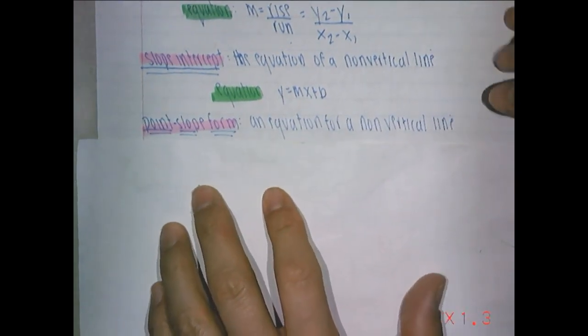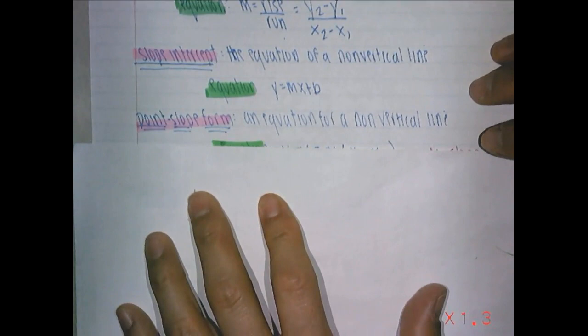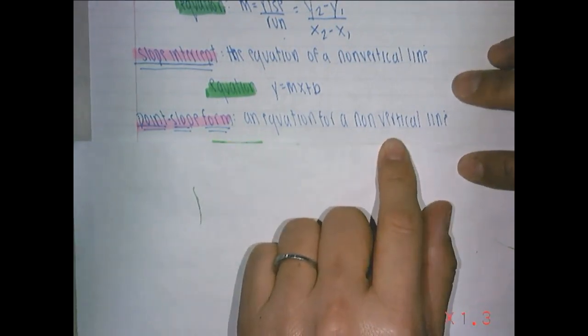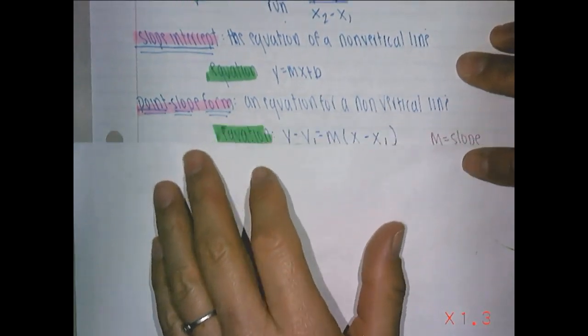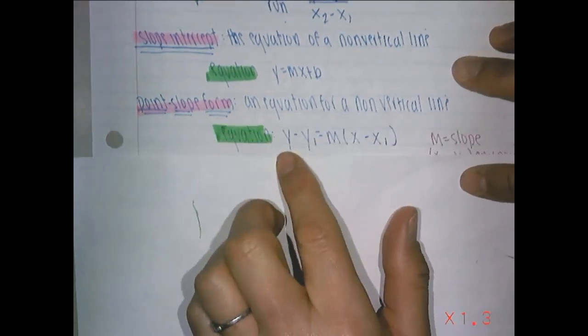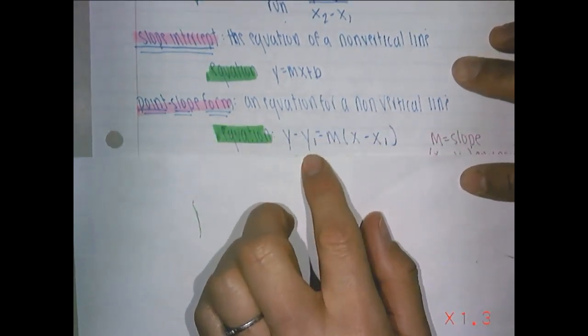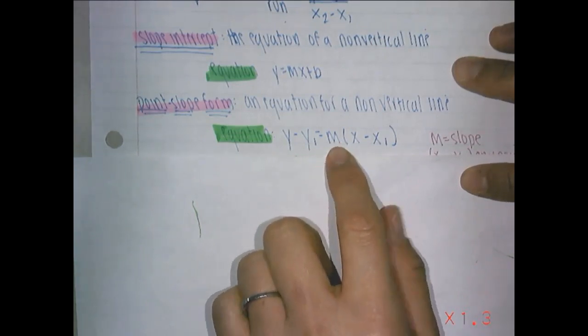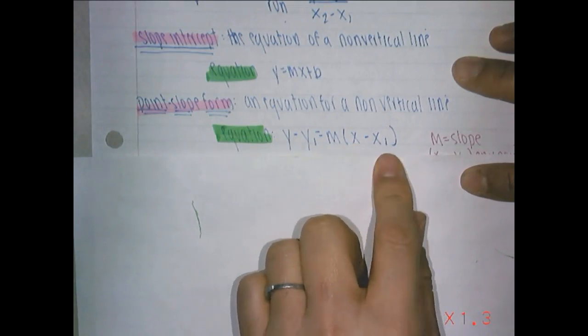And then we move into point slope form. This one you may or may not have gone over last year. It's an equation for a non-vertical line also, but it looks a little different. It's y minus y1 or y sub 1 equals m, your slope, times x minus x1.